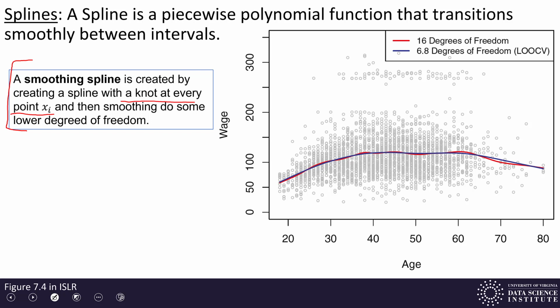And then the level of smoothing, or the degrees of freedom you end up with, is determined using cross-validation. In this plot on the right-hand side, we have a 16 degrees of freedom spline shown in red. If you look at the plot, you'll see that the red tends to wiggle up and down more than the blue. We have in blue a 6.8 degrees of freedom smoothing spline, and that 6.8 degrees of freedom was determined using leave-one-out cross-validation, and we appear to be getting nice results.